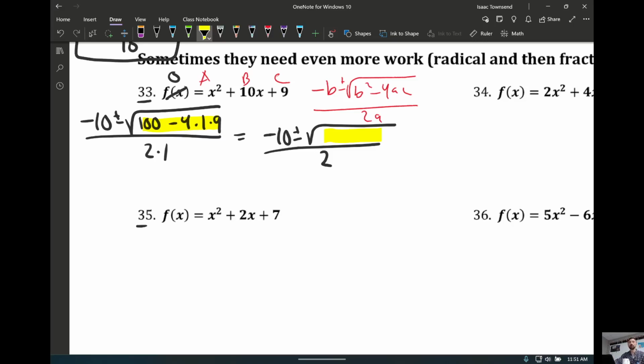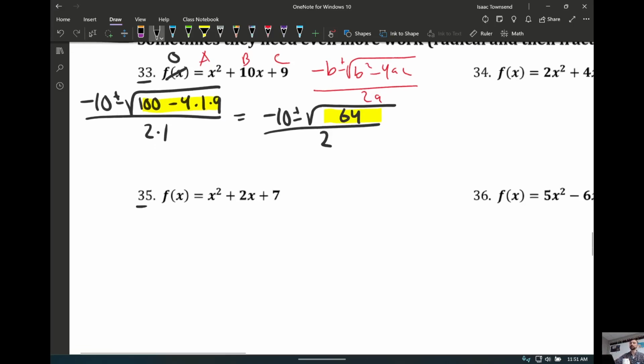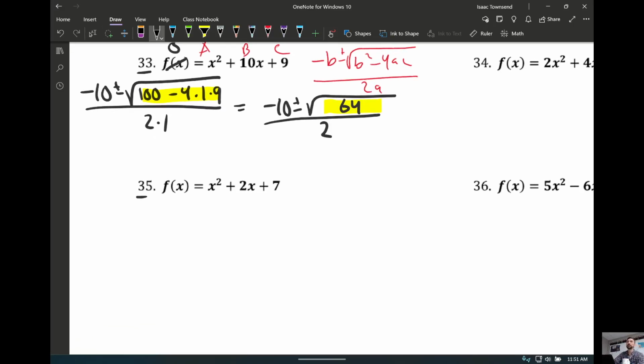So 100 minus 36 would be 64. Okay, so this one actually isn't bad. Because 64 is a perfect square, the next one should be messier. It comes out to be exactly 8. And then keep going with your last two answers. Negative 10 plus 8 over 2, and negative 10 minus 8 over 2.